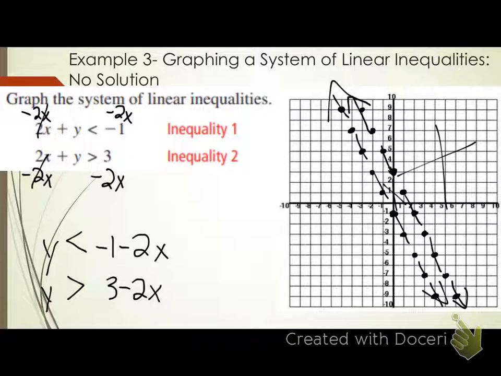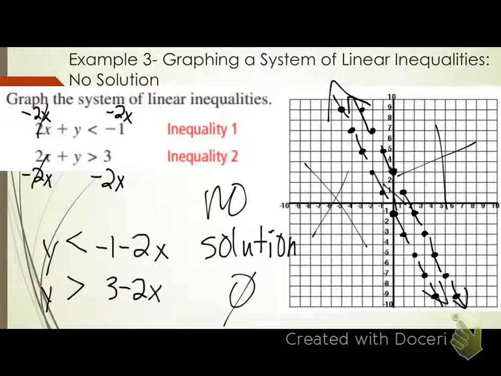Now let's look at the bottom inequality. Y is greater than 3 minus 2x. This top line on my graph. If it's greater than, would I be shading above or below it? Above. So would I be shading anything below it? No. Do I have any sections available? No. So what would my answer be here? No solution. That impossible fourth section. No solution.